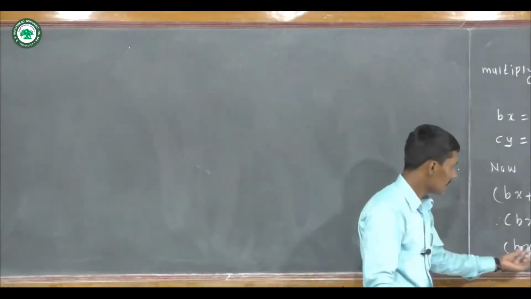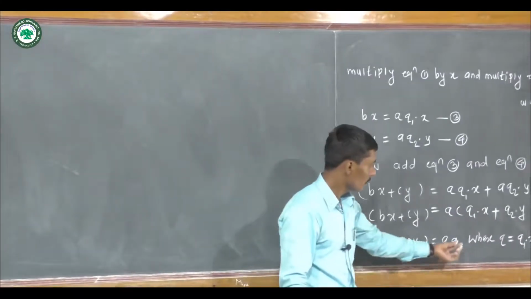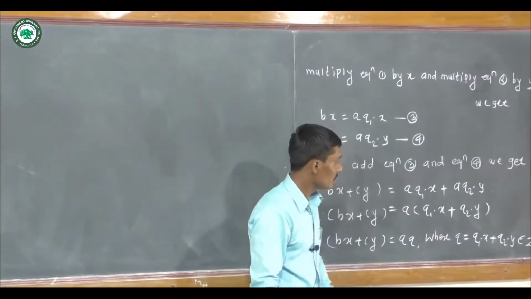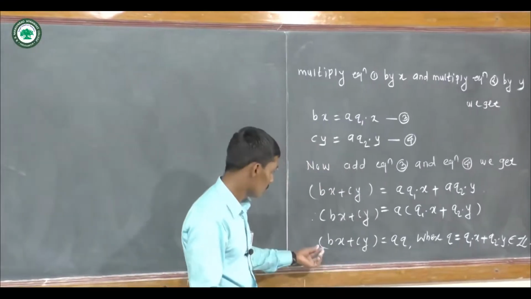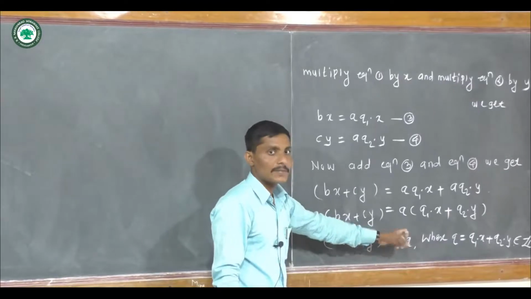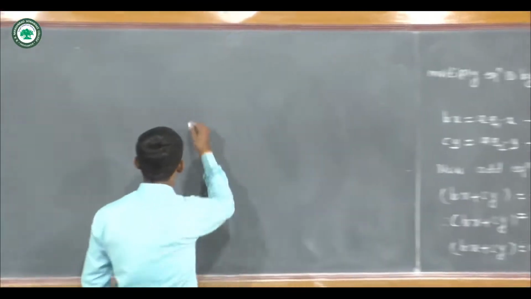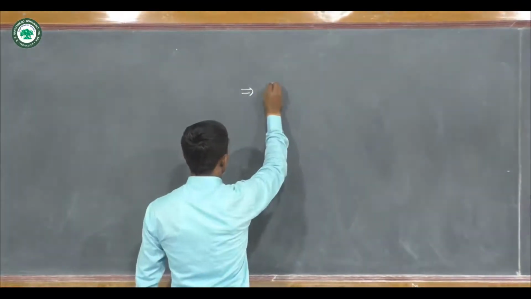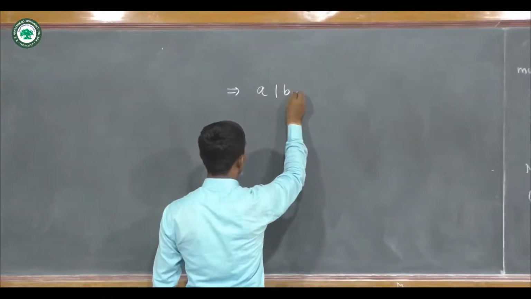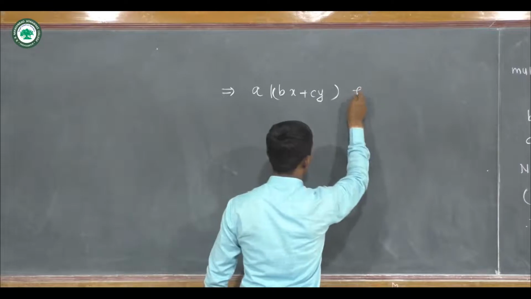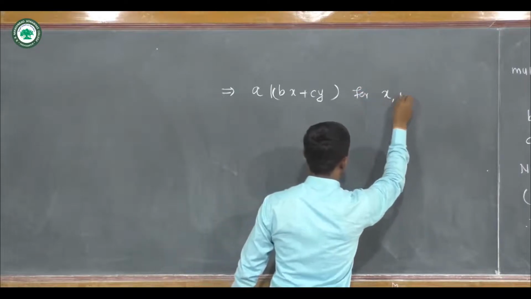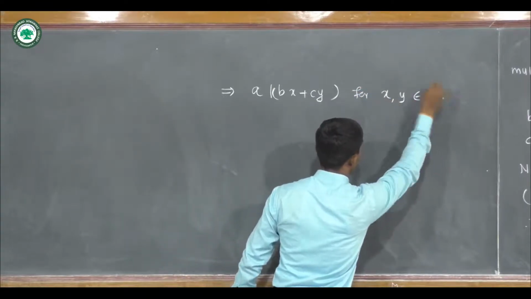Now here bx plus cy is equal to a into q, where q is equal to q1 into x plus q2 into y belongs to z, and we remove the integer q. It can be written as a divides bx plus cy for x and y belongs to z.